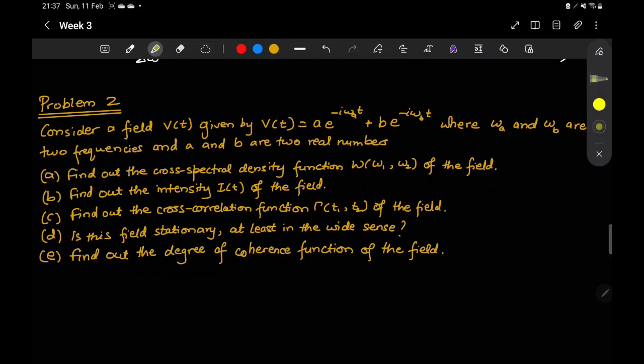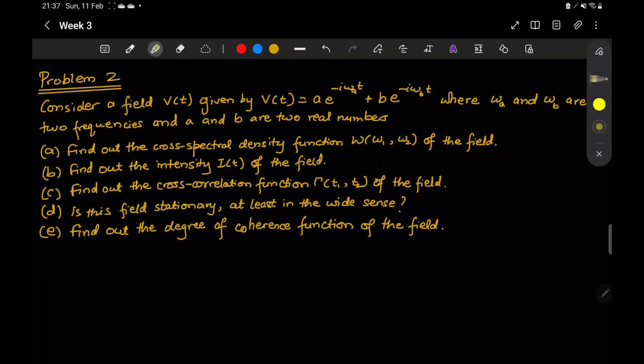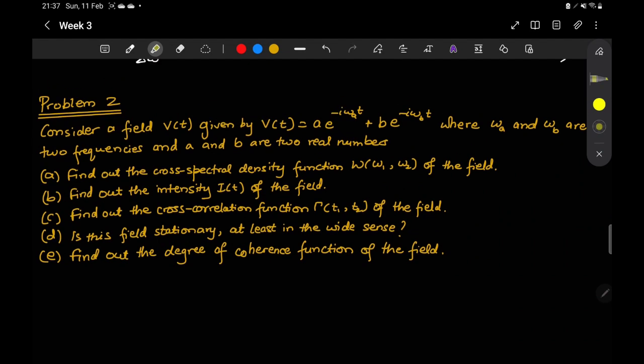Part B, find out the intensity I(t) of the field. Part C, find out the cross correlation function gamma(t1, t2) of the field. Part D, is this field stationary at least in the wide sense? Part E, find out the degree of coherence function of this field.